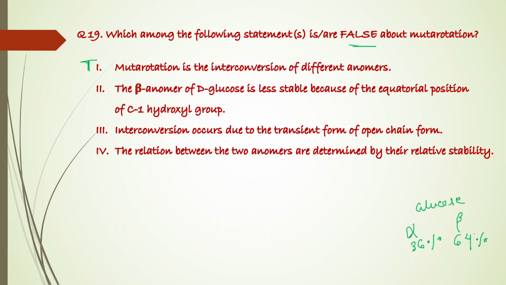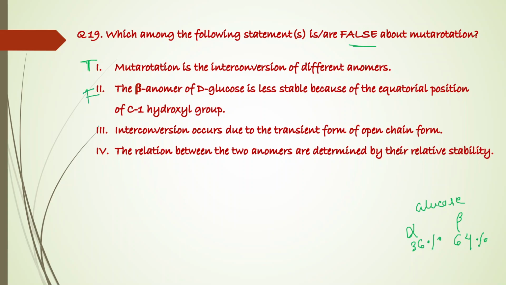So obviously the second statement, which states that it is less stable because of the equatorial position of the C1 hydroxyl group, is a wrong statement. Because of its position as an equatorial hydroxyl group, it should be more stable, because we all know placing the hydroxyl group at the equatorial position decreases the steric hindrance. So that will lead to more stability, not instability in the structure. So the second statement is a false statement.